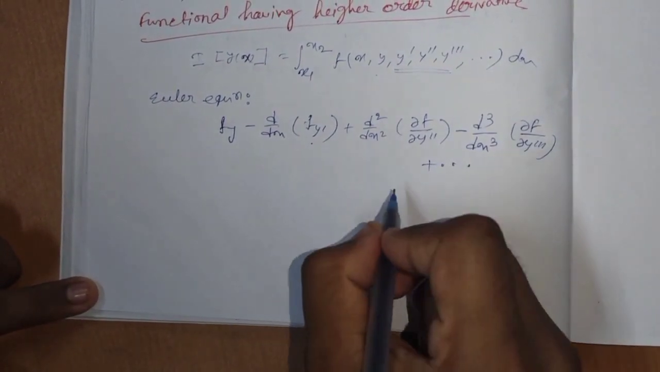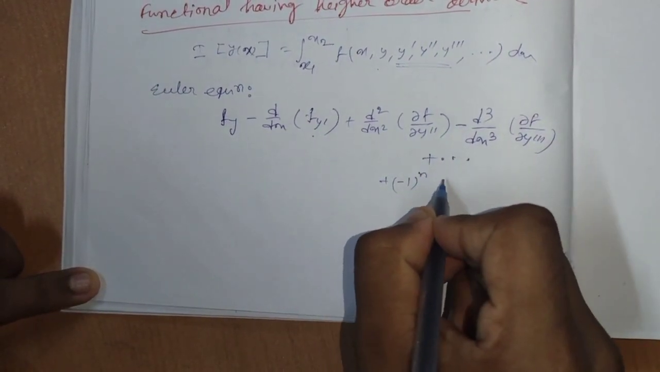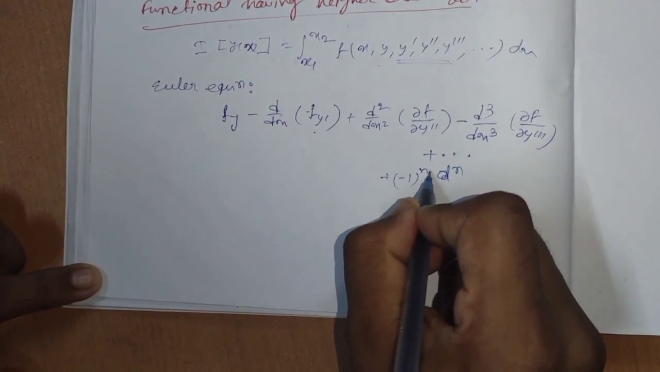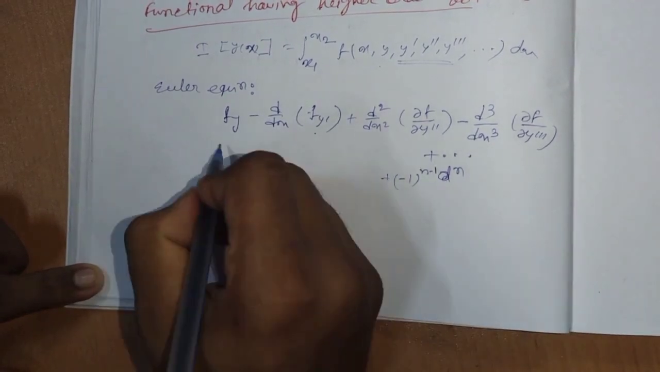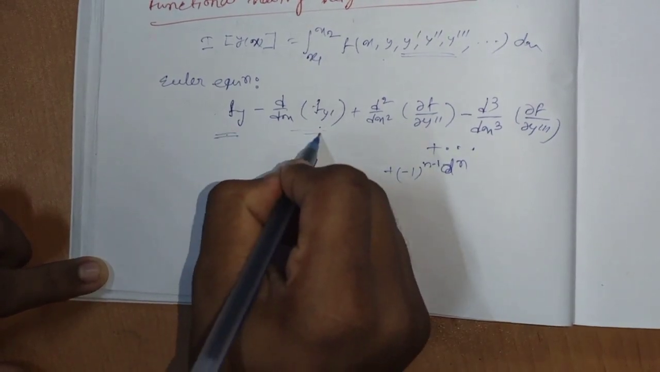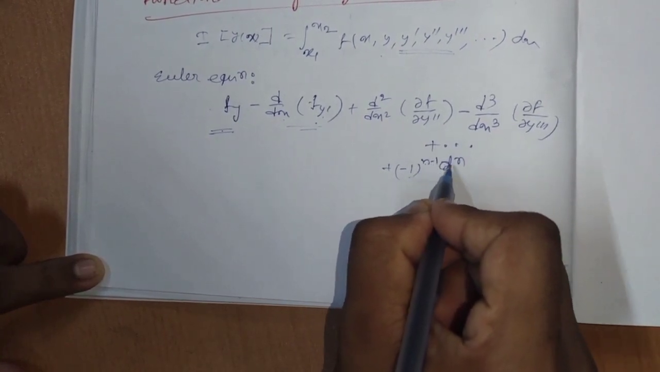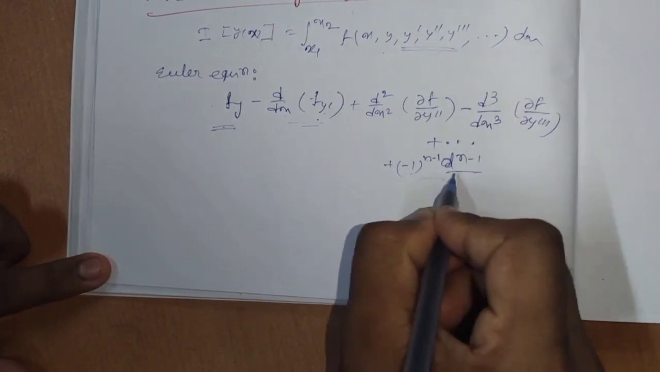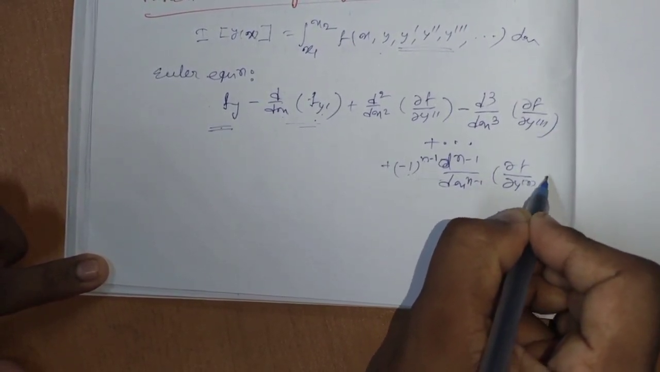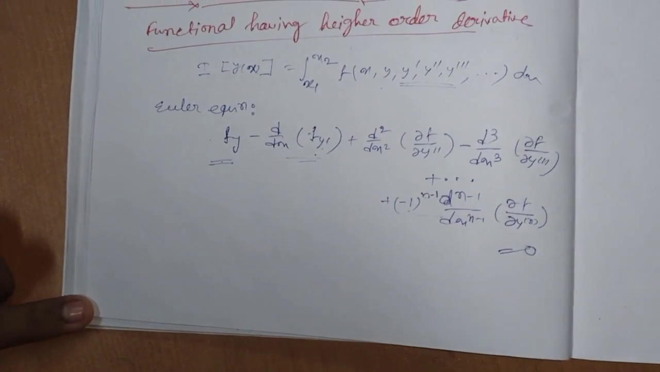Understand? So what will be the last term? Last term will be minus 1 whole to the power of n minus 1, d^(n) by dx^(n)... sorry, there n minus 1, because see, this is our first term, so no derivative. This is our second term, first order derivative. So this is our nth term, so n minus 1 th order derivative of del f by del y nth derivative, this will be 0. This is our modified Euler equation.